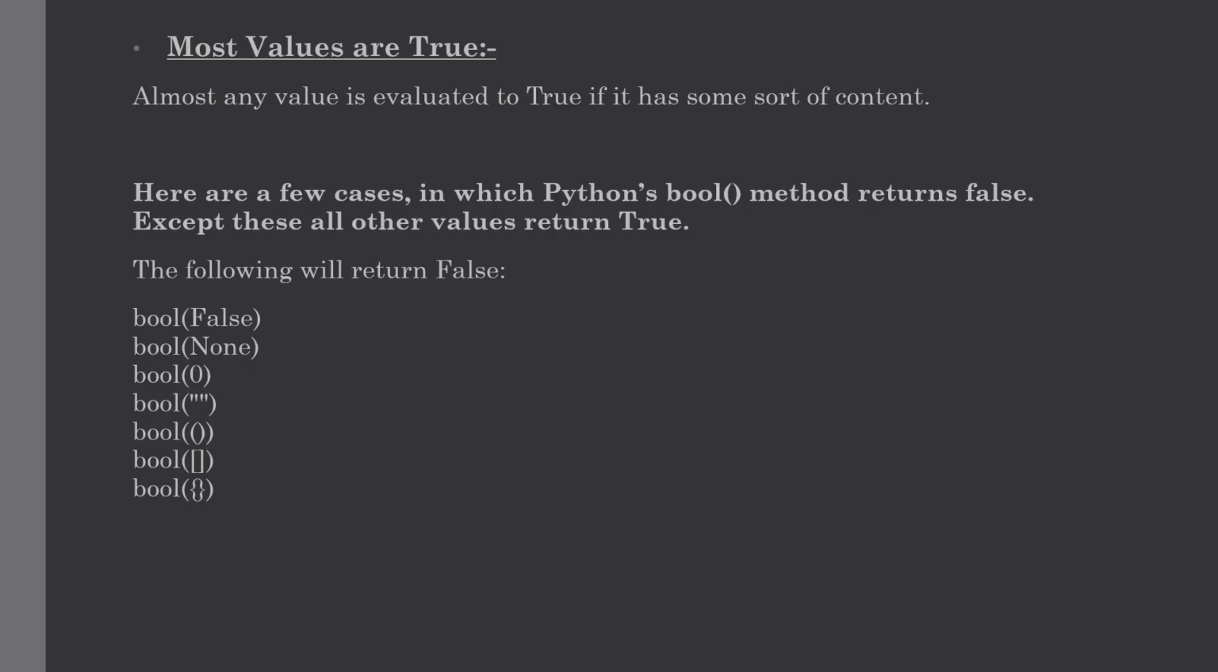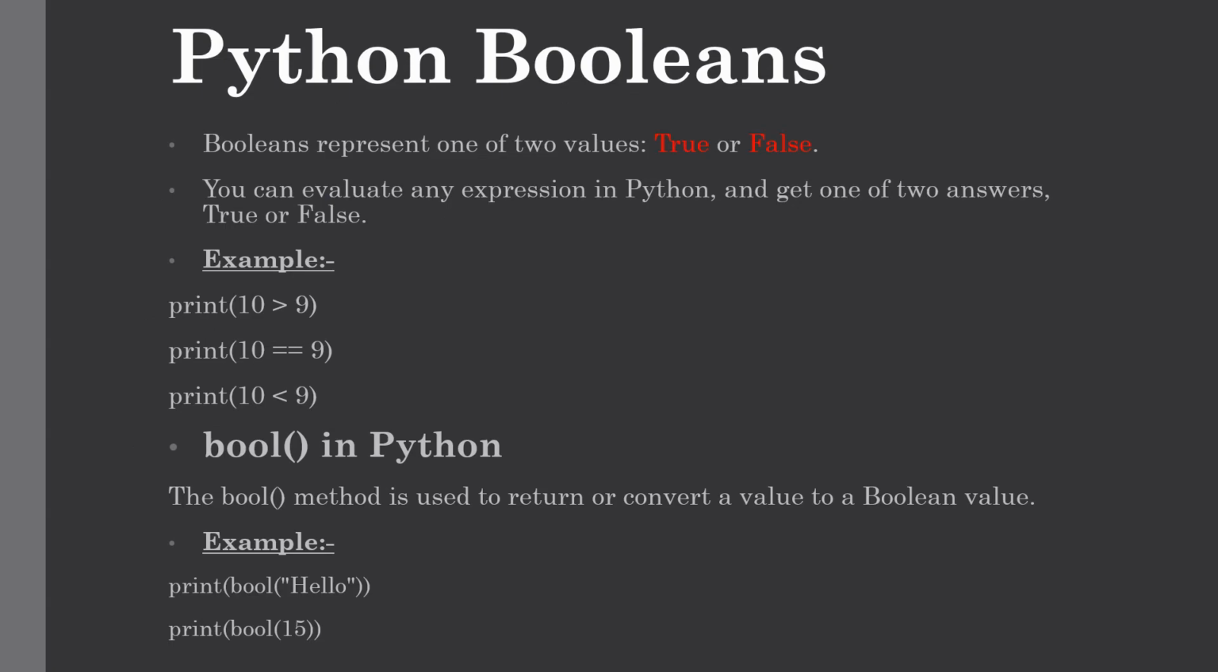Now we will pass an empty mapping. So just print the empty mapping. After hitting enter, again it is giving the false output. We can also create a function that will return a Boolean value, which we will see in our upcoming videos. I hope you got a clear understanding of what Booleans are in Python and how we can use the bool method with some simple exercises.